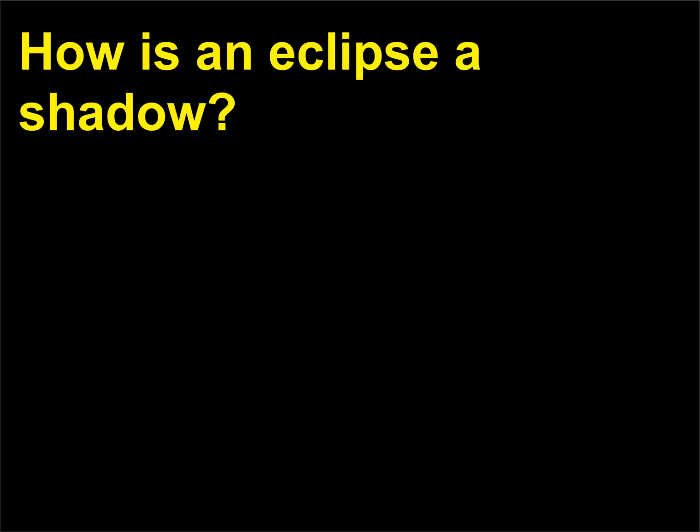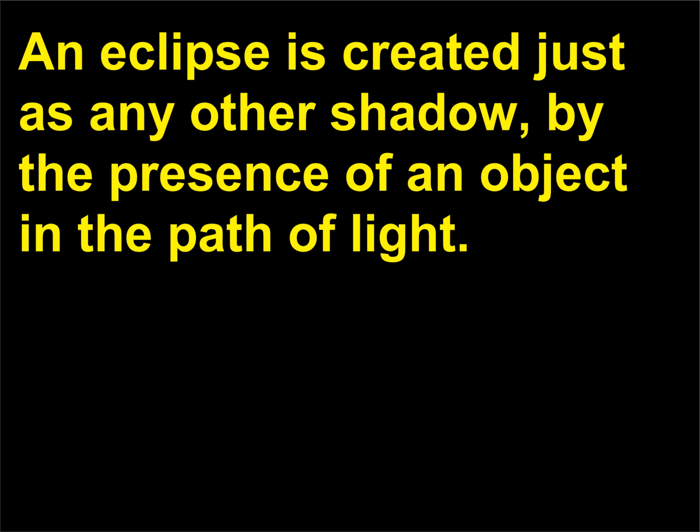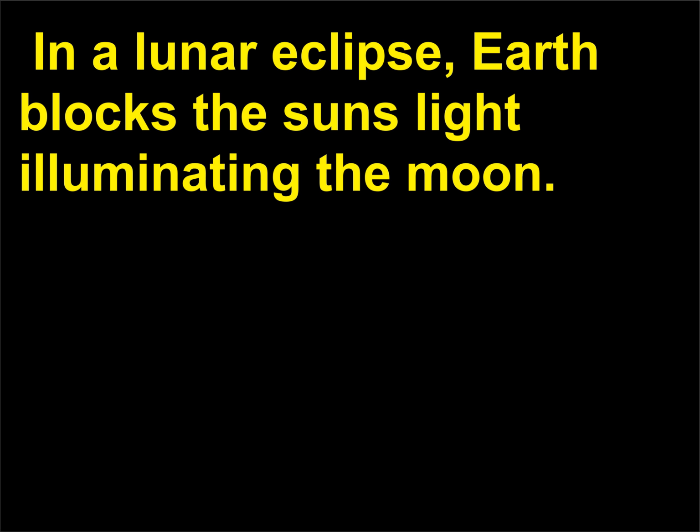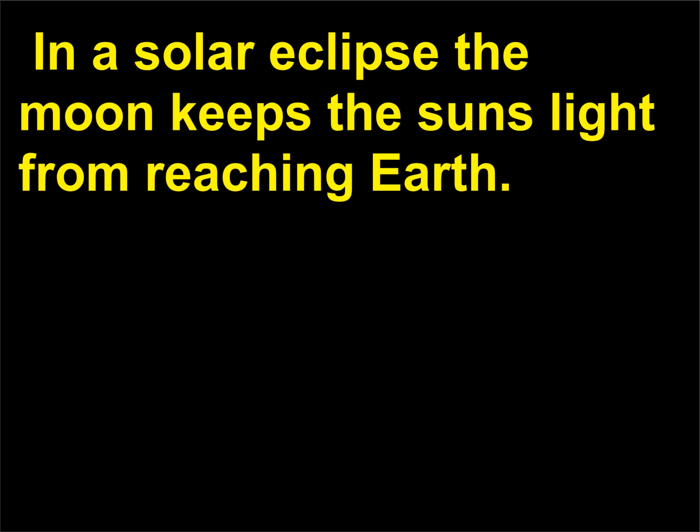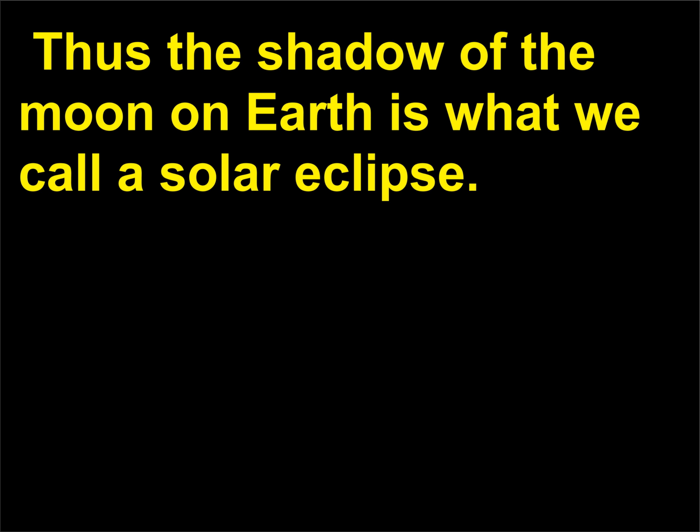How is an eclipse a shadow? An eclipse is created just as any other shadow, by the presence of an object in the path of light. In a lunar eclipse, Earth blocks the sun's light illuminating the moon. In a solar eclipse, the moon keeps the sun's light from reaching Earth. Thus the shadow of the moon on Earth is what we call a solar eclipse.